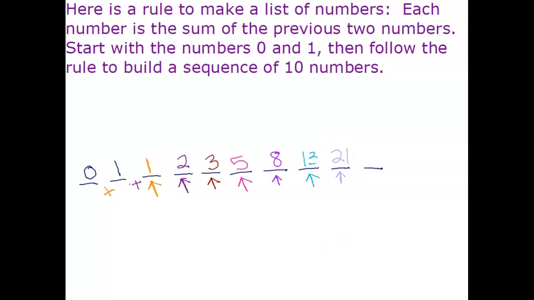And then for that last one, we're going to be looking for this one right here. So we're going to add the 13 and the 21 together, which would be 34.